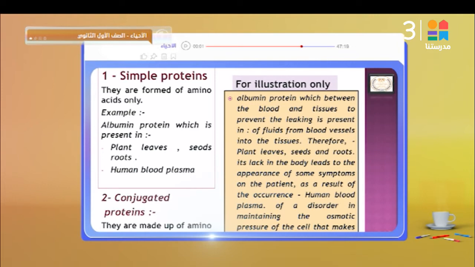Albumin protein, which is between the blood and the tissue to prevent the leaking of fluids from the blood vessels into the tissue. It is present in the plant leaves, seed, and roots. Its lack in the body leads to the appearance of some symptoms in the patients as the result of disorders in maintaining the osmotic pressure in the human blood plasma. لسه قايلها من شويه ان الالبومينز secreting from the liver بيعمل maintaining للosmotic pressure، يعني maintaining the ratio of the water in the blood. So humans suffering from hepatic disease suffer from accumulation of water in the blood. Okay.